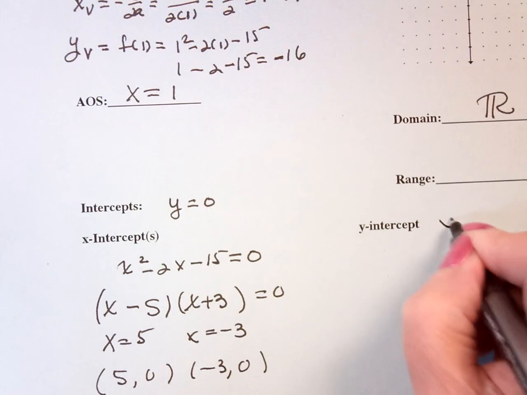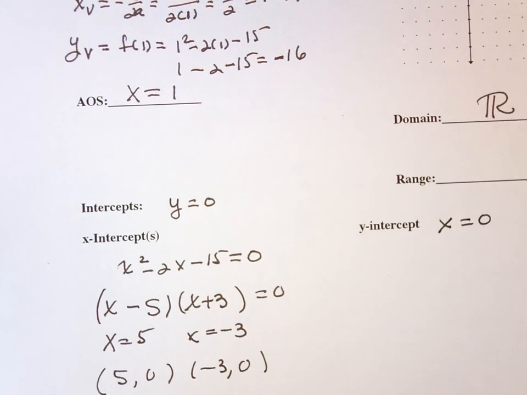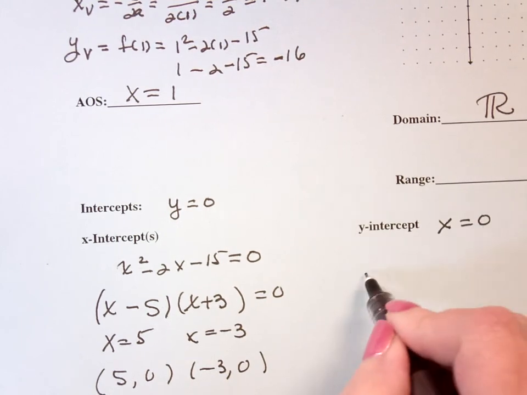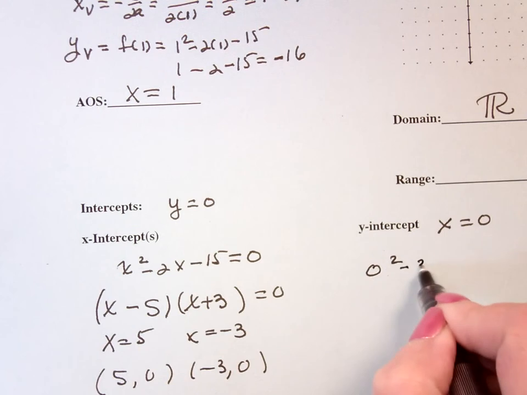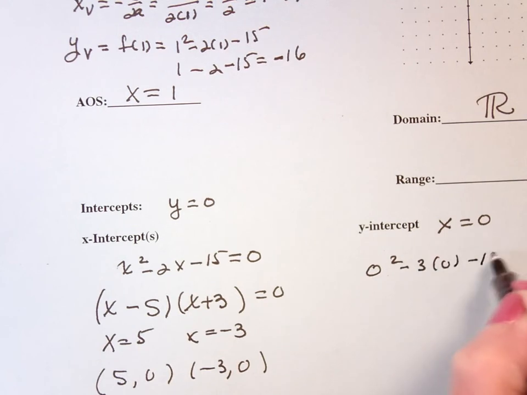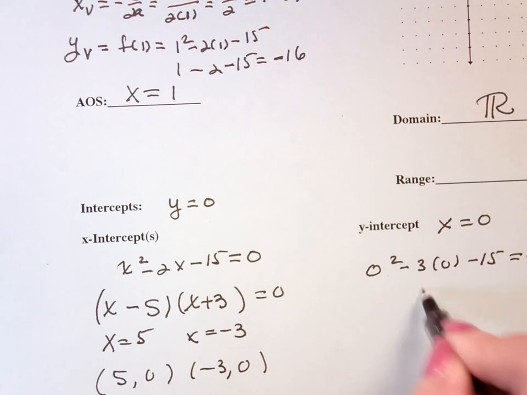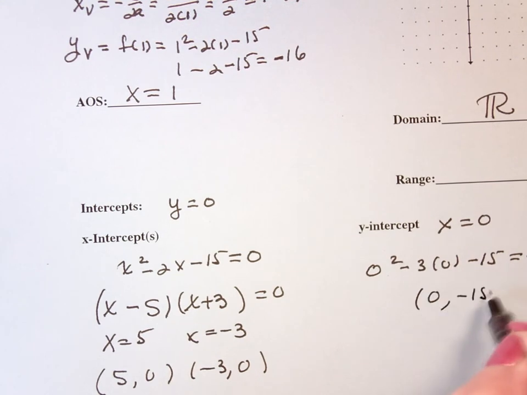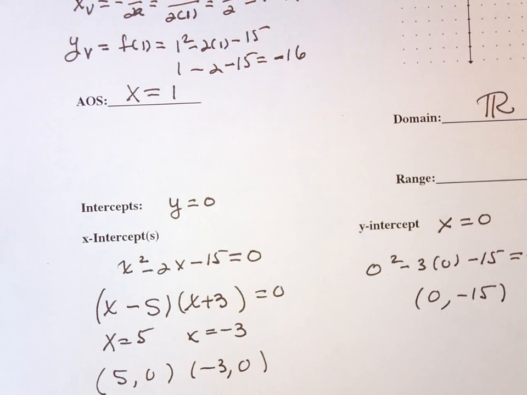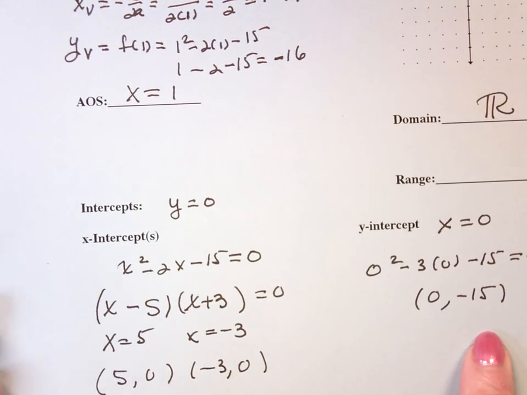The y-intercept is where x equals 0. That's the easy one. That's where you would have 0 squared minus 2 times 0 minus 15. It's just the constant. So it's 0, negative 15. I now have the vertex and actually 3 coordinate points. So I've got more than enough to get the graph up.